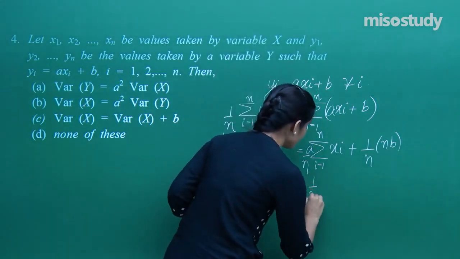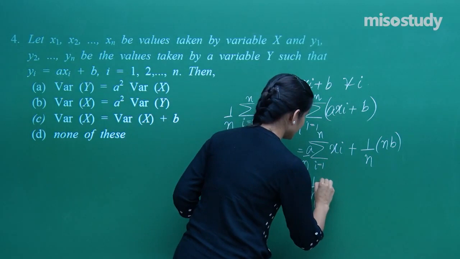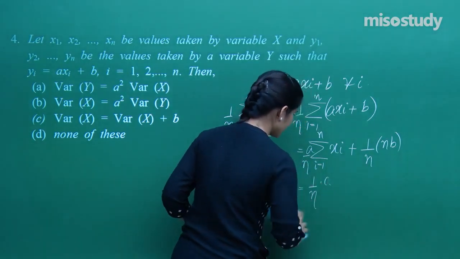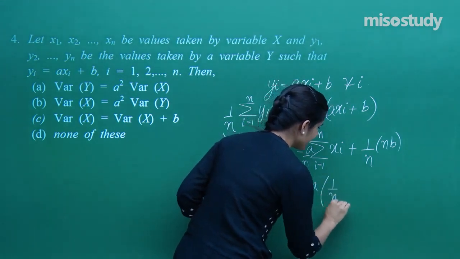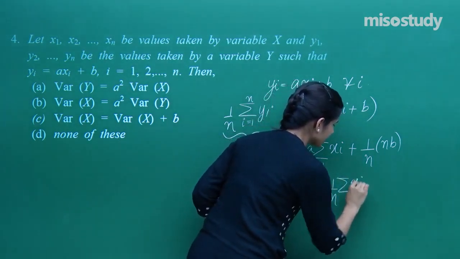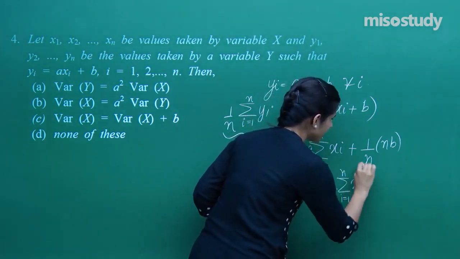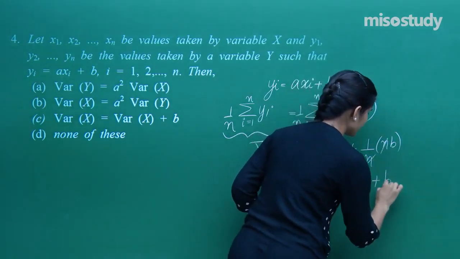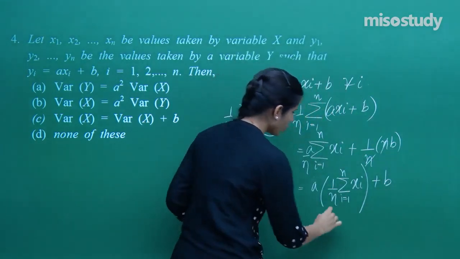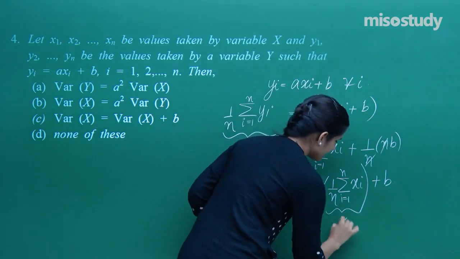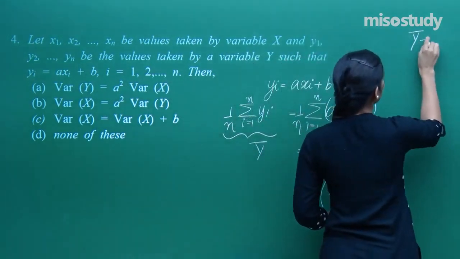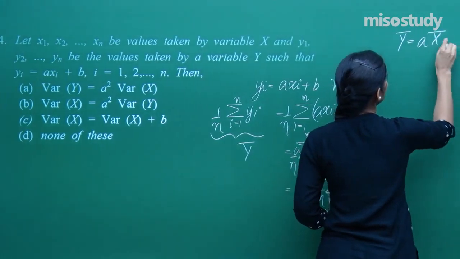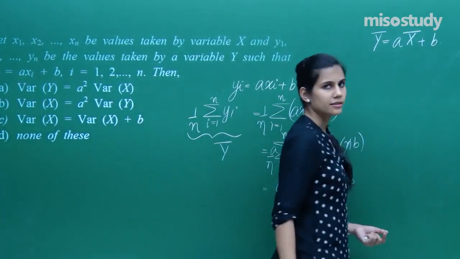This gives you 1 by n into a, or let me write this as a times 1 by n summation xi, i running from 1 to n, plus b. And what is this? Capital X bar, right? Therefore, you are getting y bar is equal to a x bar plus b.